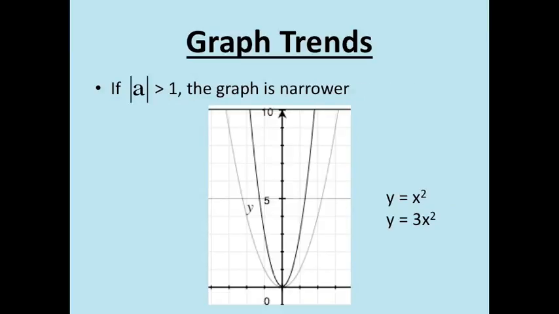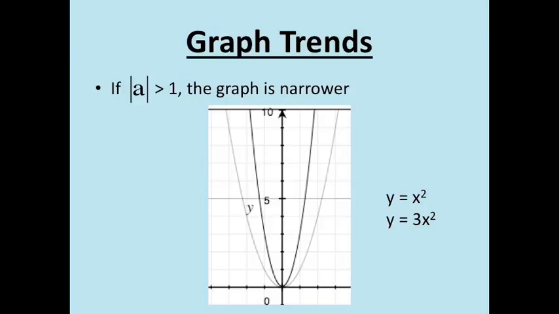The a also controls how wide the parabola is. If a is bigger than 1, then the graph gets narrower. This also works if a is less than -1. The graph also gets narrower. In that case, it's just flipped upside down.